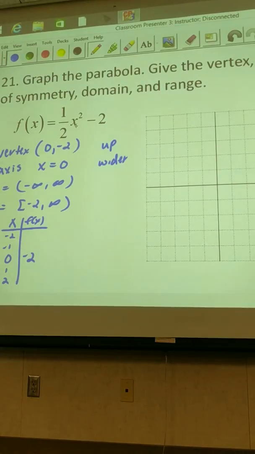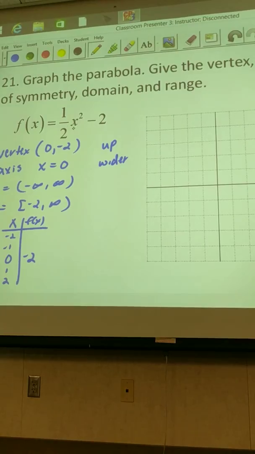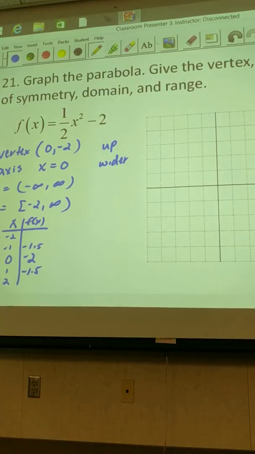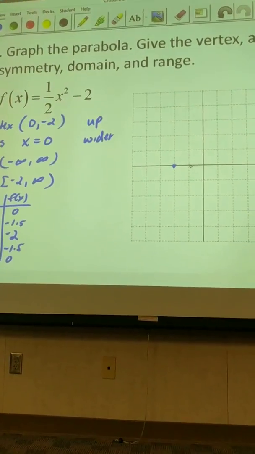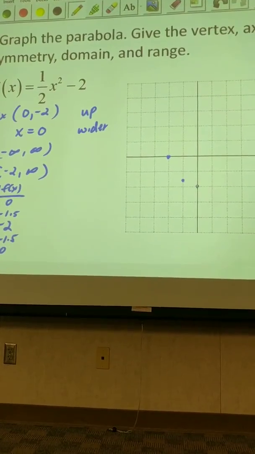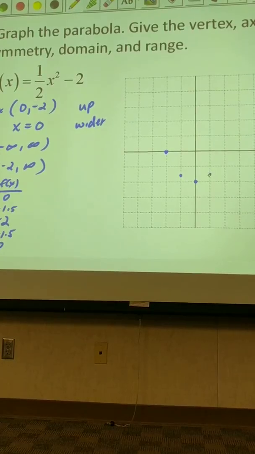So if I put 1 in here, 1 squared is 1. Half of 1 is a half. 1/2 minus 2 is -1.5, or -3/2, but I'm going to use the decimal because it's easier for me to write in my chart. And then I'm going to put 2 in there. 2 squared is 4. Half of 4 is 2. 2 minus 2 is 0. And now I can graph it. And 2, 0.